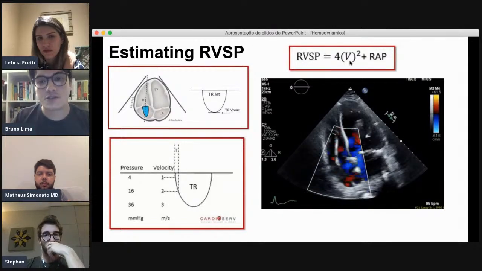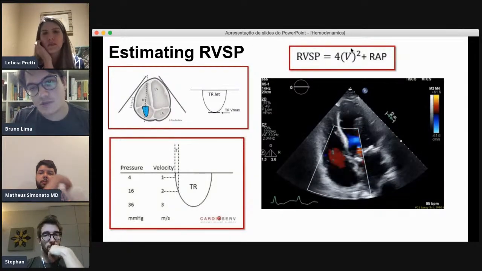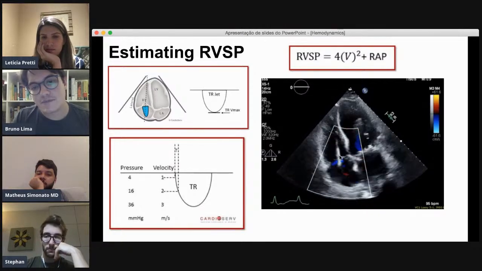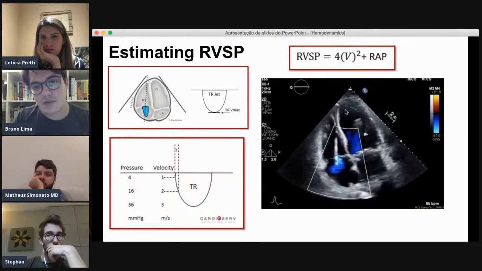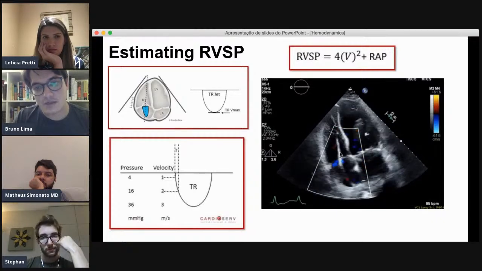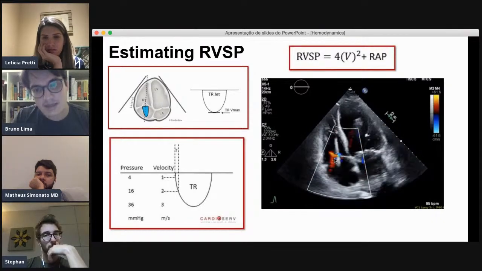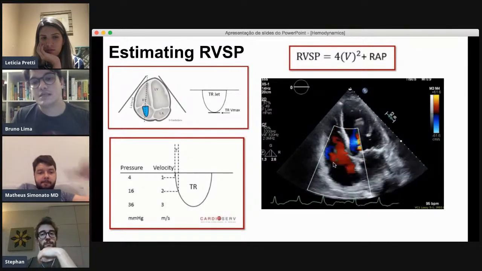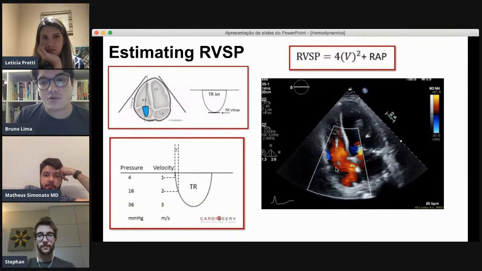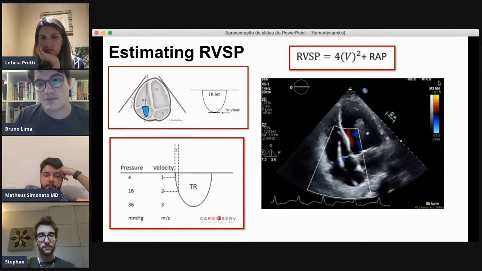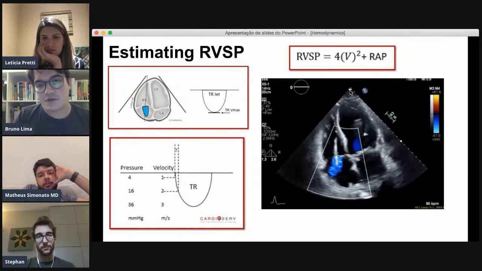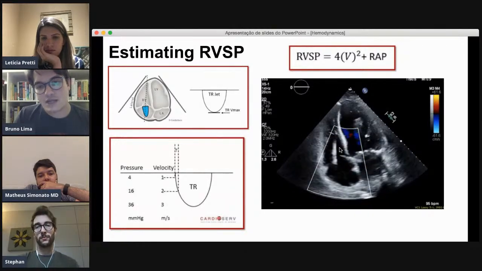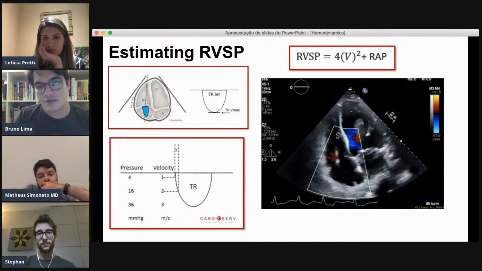One thing I wanted to call attention to is how you estimate the right ventricular systolic pressure. As I mentioned, we use 4V squared. That's how we convert velocities, because Doppler measures ultrasound. It's an ultrasonic sound wave that goes here and is reflected by the structures of the heart, including the red blood cells. If they're moving towards the probe, the frequency goes up compared to the frequency that was emitted. If they're going far away, the frequency goes down. So it can tell you where the flow is going.